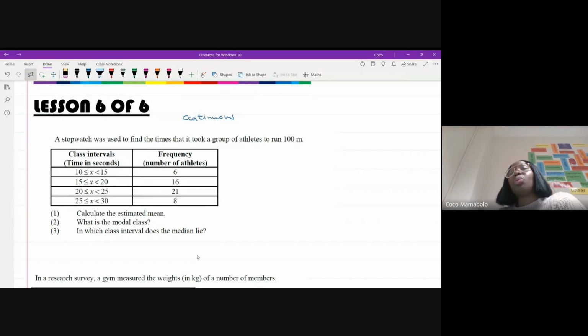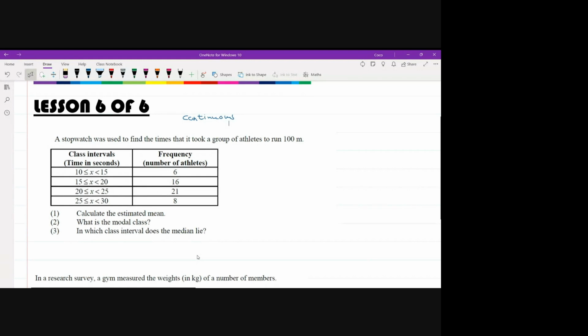We are on lesson 6 out of the 6 lessons planned for statistics, which means we're going to do what we have planned next, which is finance. So after today, we are done with stats. We're going to move on to the next thing.